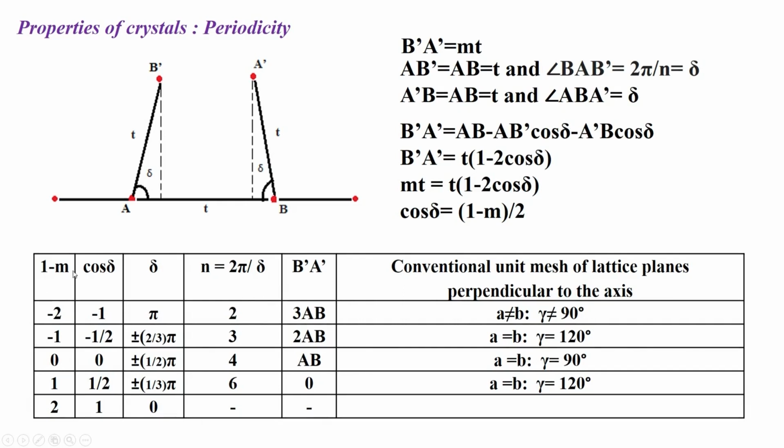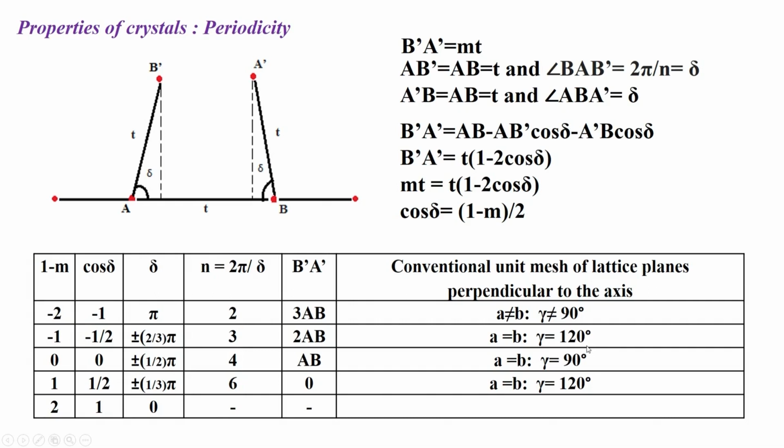Likewise, when the value of 1 minus m is minus 1 and we have a cosine delta value of minus half, the value of delta can be calculated, and therefore n turns out to be 3. This is a 3-fold rotation axis, in which case the value of B prime A prime is 2 times AB, and the possible type of lattice which can be generated is A equals B, with gamma equal to 120 degrees.